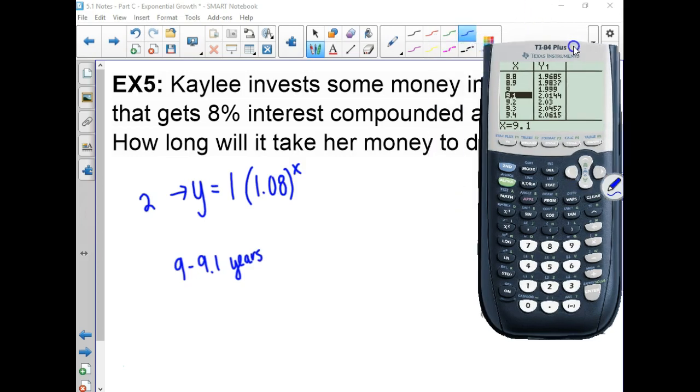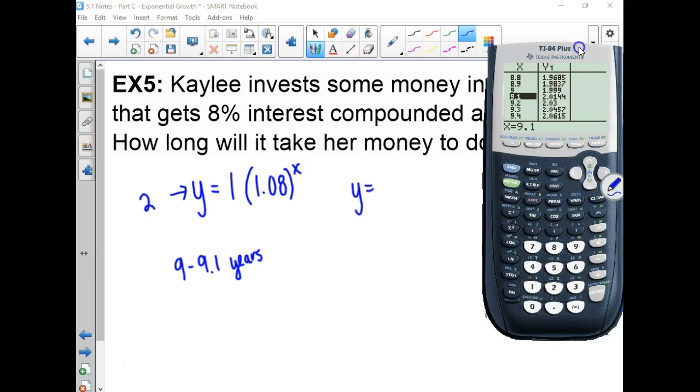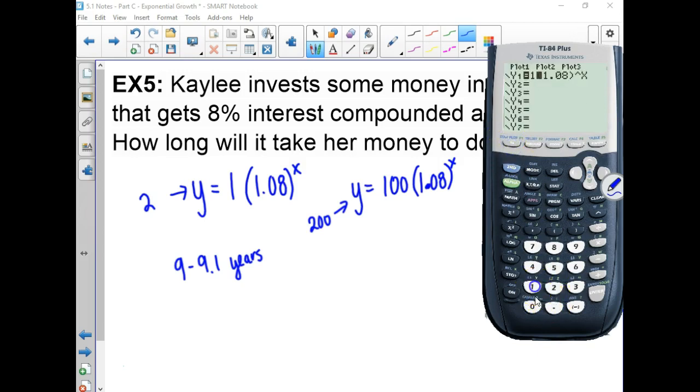Now, let's see if it matters if we change how much money she starts with. So let's say that now Kaylee has $100. 100 times 1.08 to the X value. So if Kaylee has $100, it will take $200 for her money to double. So let's go change our equation over here. Let's go to y equals, we've got 100 times 1.08 to the X power, and we need to know how quick it will double, so we want to know when she will have $200. So if we go to our table, notice here that right here between 9 and 9.1, we have $200.